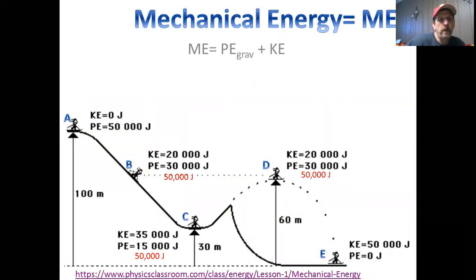So here we have a skier, and we're noticing throughout the ride, we got all these positions, A, B, C, D, E. Each of these positions, it's showing us that the amount of energy is constant. So the amount of mechanical energy is the sum of PE, potential energy, and KE.